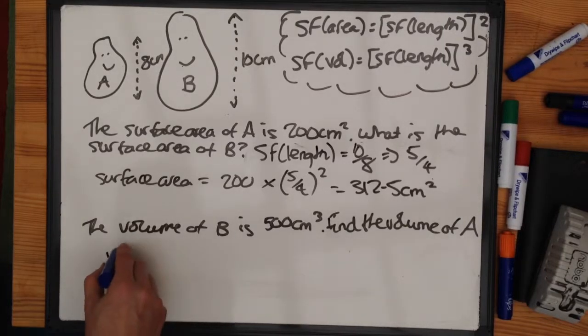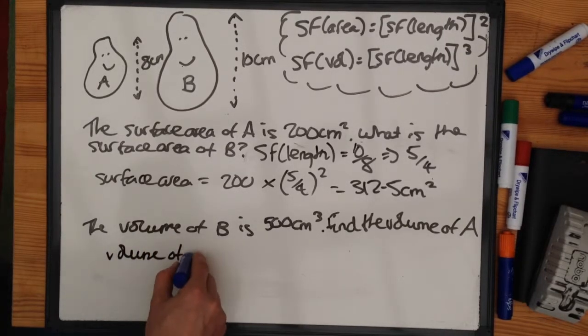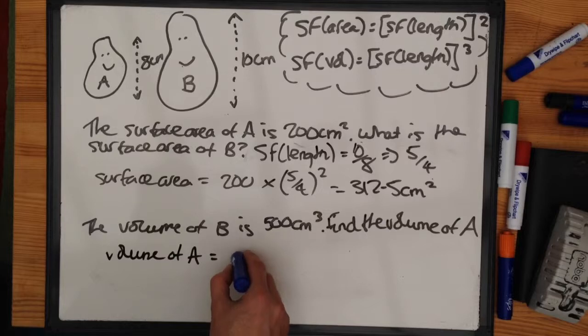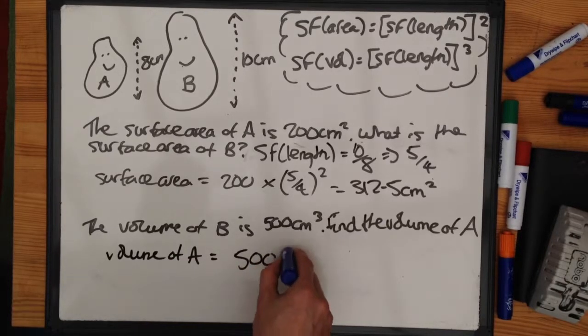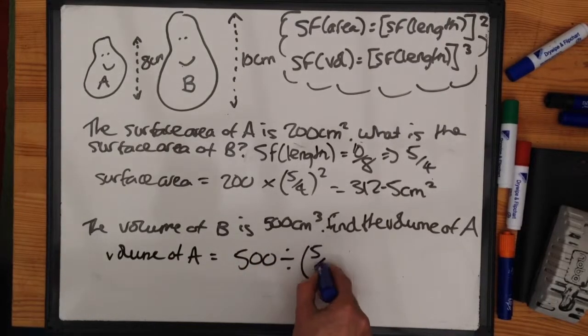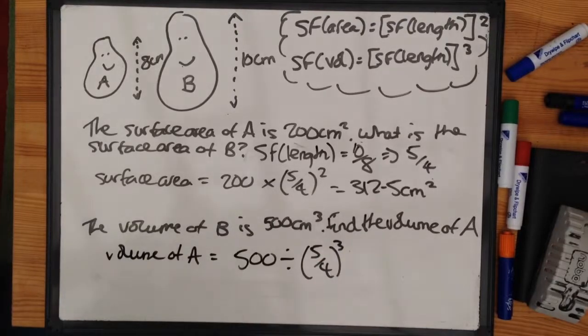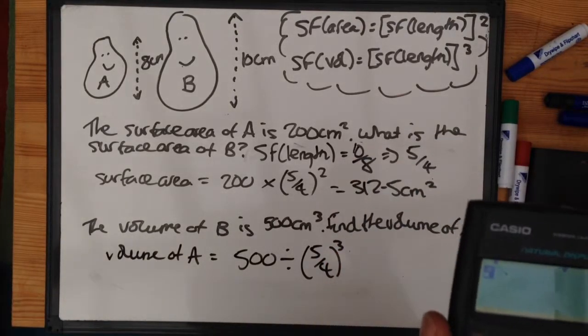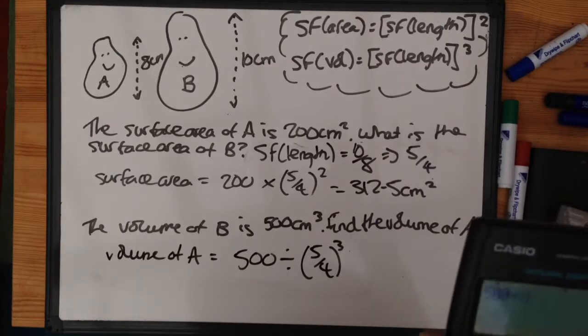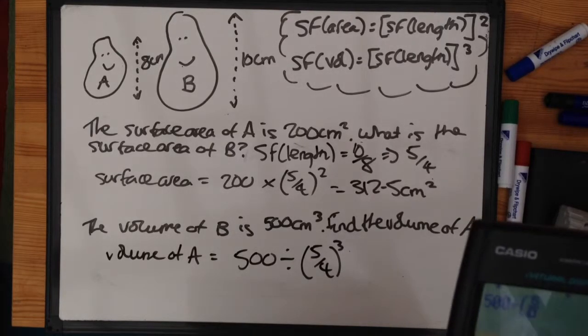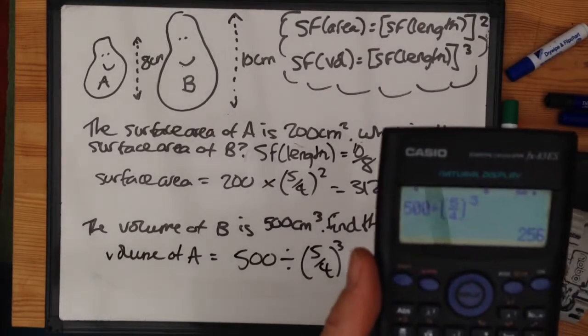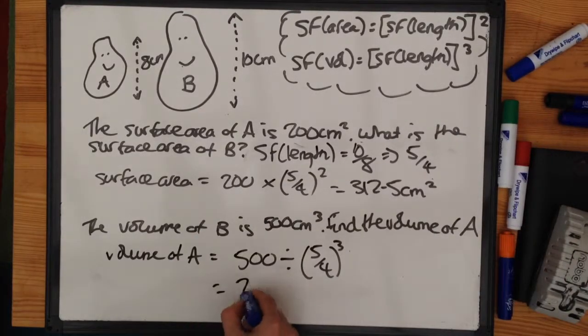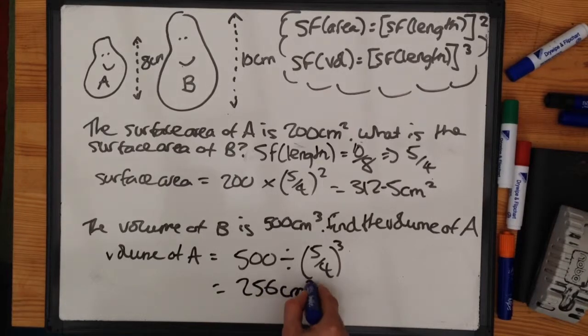So the volume we're after, so the volume of A is equal to the volume of B, which was 500 centimetres cubed, divided by the scale factor for the lengths cubed. And again, it's just a case of sticking that all into the calculator. So what we've got, 500 divided by, in brackets, we've got 5/4. Cube button is there, press equals, and it's 256 centimetres cubed.